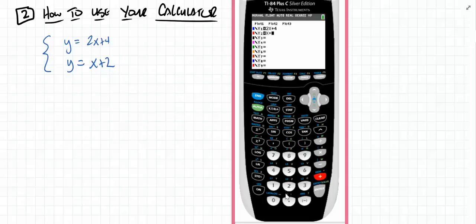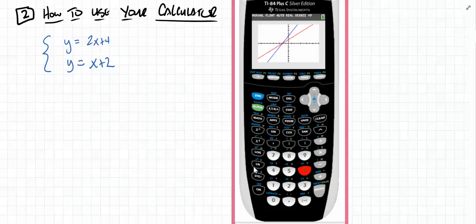Now, if your calculator is this colorful one, it will automatically change the color of the graph. So my first one will be blue, my second one will be red. So I kind of know that ahead of time. It's kind of nice. I'm going to go ahead and hit zoom 6, make sure we're all looking at the exact same thing. And there's my first line, 2x plus 4. And look, there's my second line, x plus 2. Let me pause right here and make sure we're all on the same page.